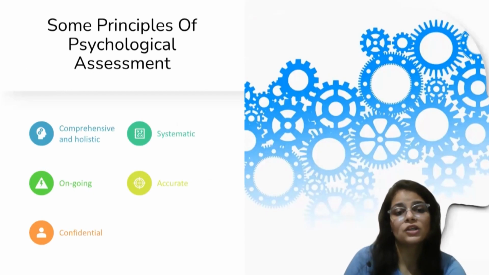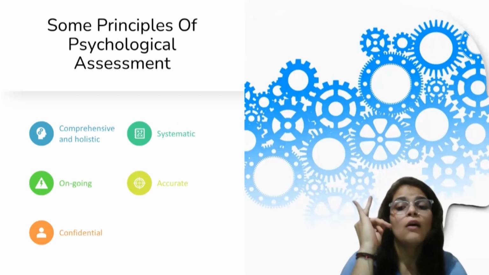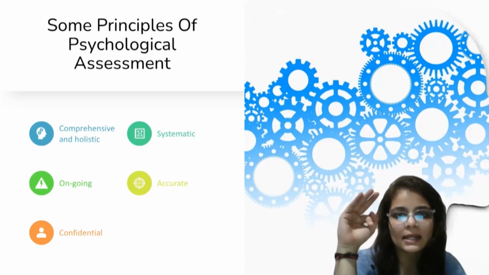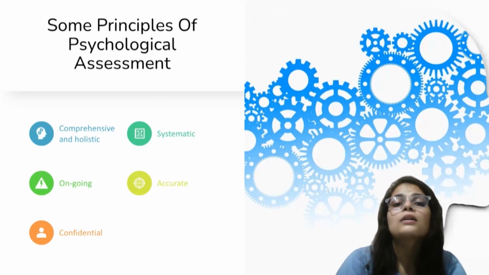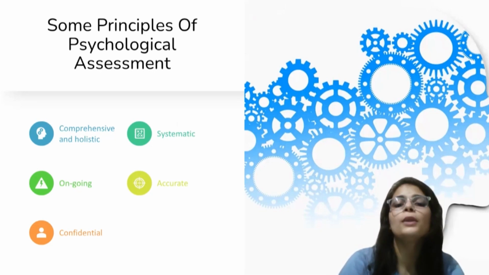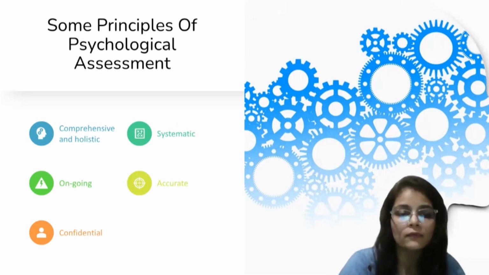Some principles of psychological assessment. We have learned what psychological assessment is and why we need it. Now we will understand the principles of psychological assessment. What are these principles? Psychological assessment should be comprehensive and holistic. It should be systematic. It should be ongoing. It should be accurate, and it should be confidential.